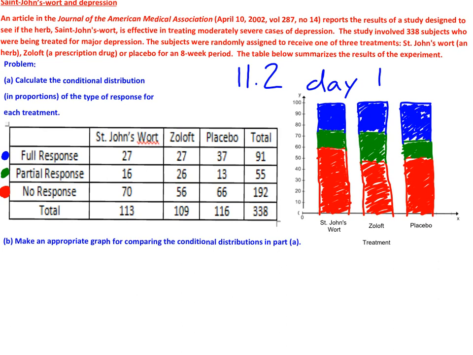Okay, that's where we change gears a little bit, and really the biggest difference is how we get our expected counts. Now I put the stacked bar graph to just visualize the difference. The responses look somewhat similar. The no response looks to be a little bit higher for St. John's wort than the other 2. Zoloft seems to have the biggest partial, and then interesting, the placebo looks to have the largest proportion of a full response, which is kind of interesting.